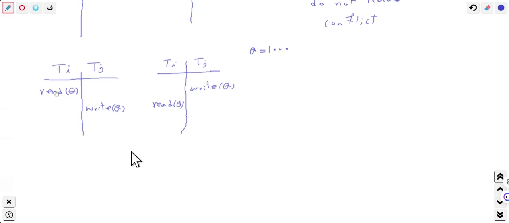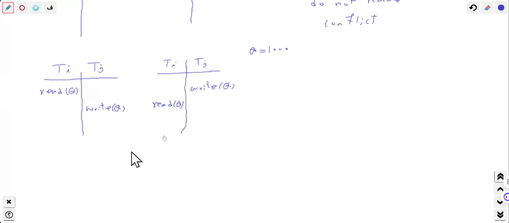Yes. If Ti reads Q and then Tj writes Q, Ti does not see this write and reads the previous value of Q. But on the right side, because Ti reads Q after Tj writes Q, Ti reads the value that Tj has written on Q. But on the left side, Ti reads the original value of Q. These two orders are not the same. Did you get the point?